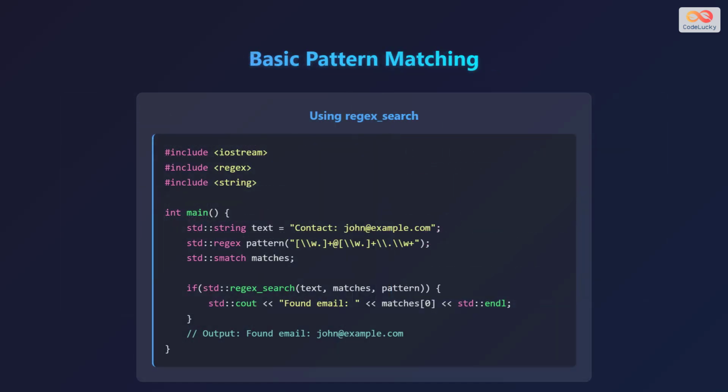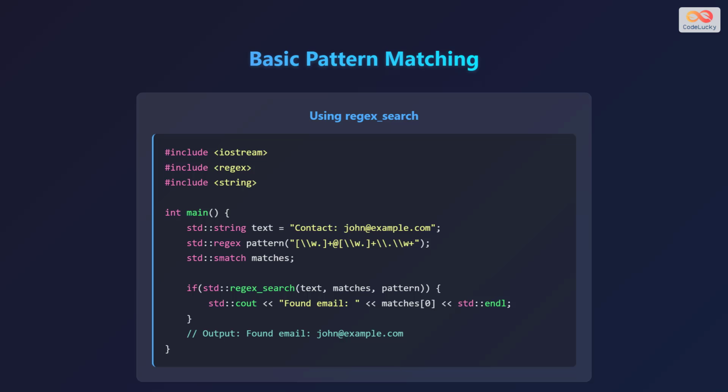Now let's dive into basic pattern matching using the std::regex_search function. This function helps you find a pattern within a string. Here's an example. Include the iostream, regex, and string headers. Then, inside the main function, create a string variable called text and assign it the value "contact: john@example.com". Create a std::regex object named pattern, initializing it with the regular expression \w+@\w+\.\w+. This regex pattern is designed to match email addresses.